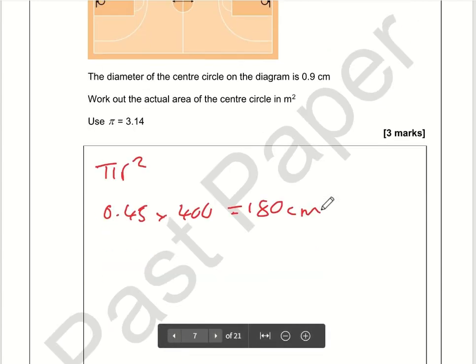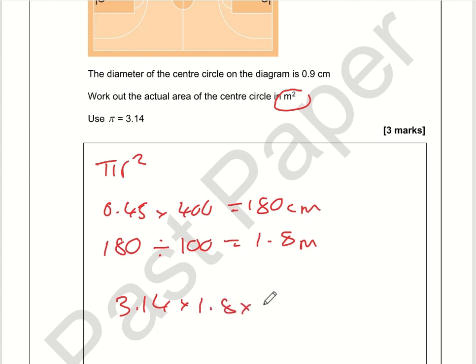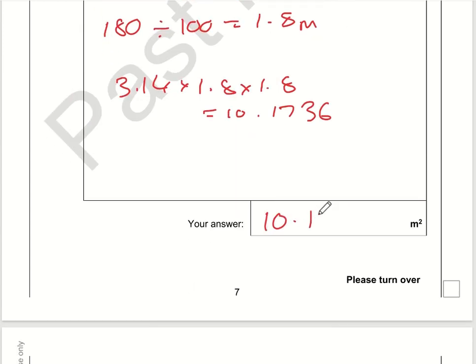And this is what I was on the verge of saying a moment ago. Since we want the area in metres squared, if I use 180, I'll have the area in centimetres squared. So it makes sense to turn this into metres. There are 100 centimetres in a metre, so 180 centimetres is 1.8 metres. So the calculation is now 3.14 multiplied by 1.8 multiplied by 1.8. So grab your calculator, 3.14 times 1.8 squared, and we get 10.1736. That's not a ridiculous number of decimal places, so I will include the lot, 10.1736 square metres.